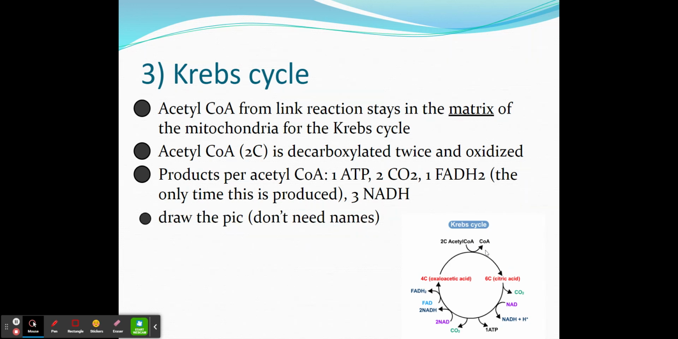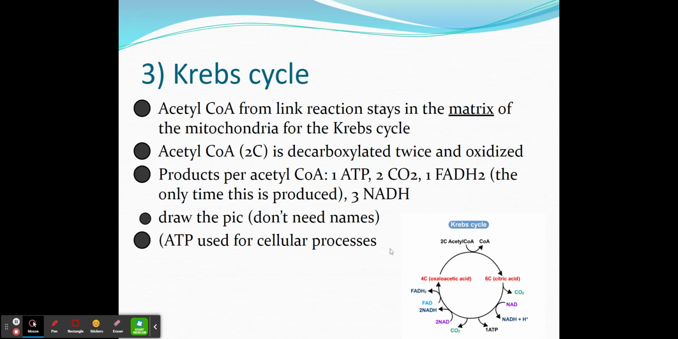Okay, you don't need the names of these compounds. You need to know a 2 carbon comes in. That is going to combine with a 4 carbon. Okay, so this 2 carbon combines with this 4 carbon. They come together and make a 6 carbon. And then that 6 carbon is going to lose 2 CO2s that turn it back into a 4 carbon. As it turns back into a 4 carbon, it's going to make 3 NADHs and 1 FADH2. So there's all the products there.